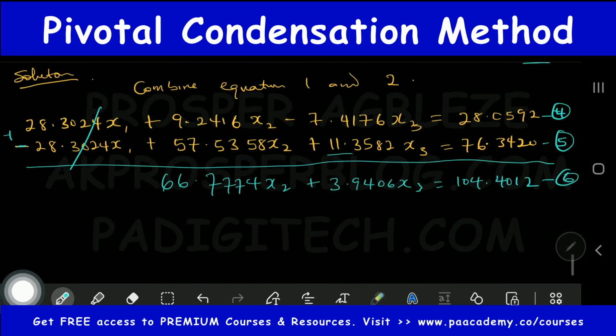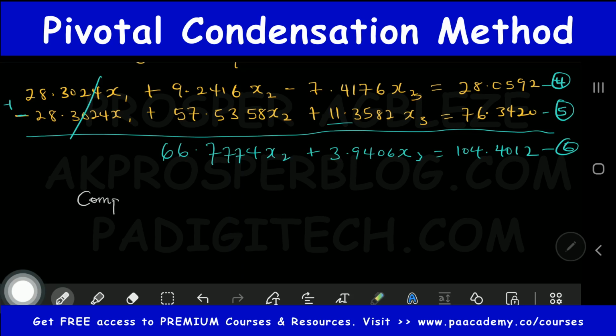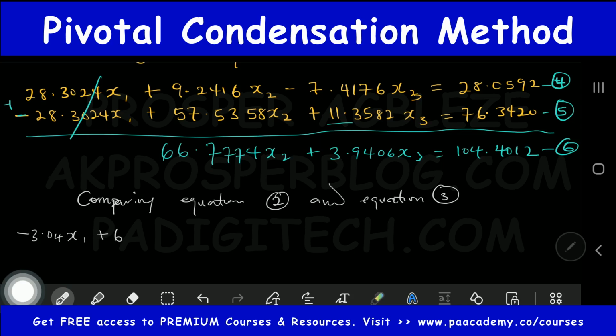So from here now, let's just say comparing or combining, whatever English works best. But I hope you understand what we are doing. Equation 2 and equation 3. Okay, so in doing that, we are going to be getting minus 3.04x1 plus 6.18x2 plus 1.22x3 equals to 8.20.